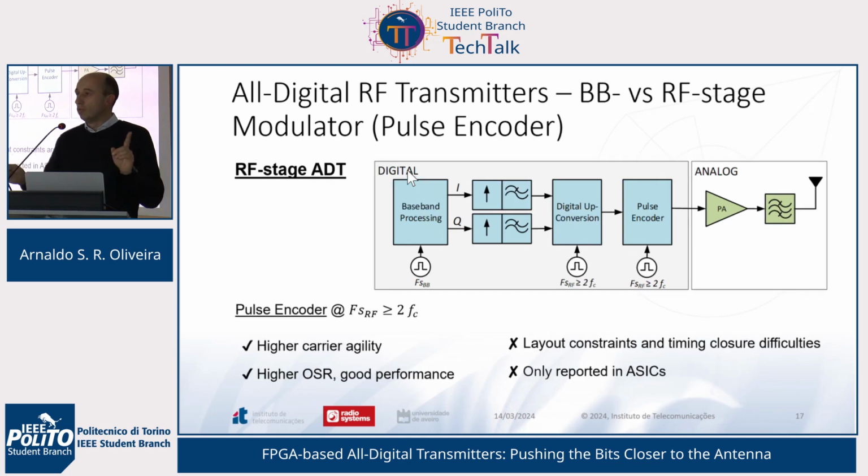The other approach is to change the order. So perform first the up conversion after this baseband modem, and then perform the digital pulse modulation. Here we have more flexibility, more carrier agility, and a higher oversampling ratio because the delta sigma is at the carrier frequency. However, the delta sigma or the PWM itself is much more challenging because it must operate at the order of magnitude of the carrier frequency. So it operates at higher frequency, and the design of the circuit is more challenging.